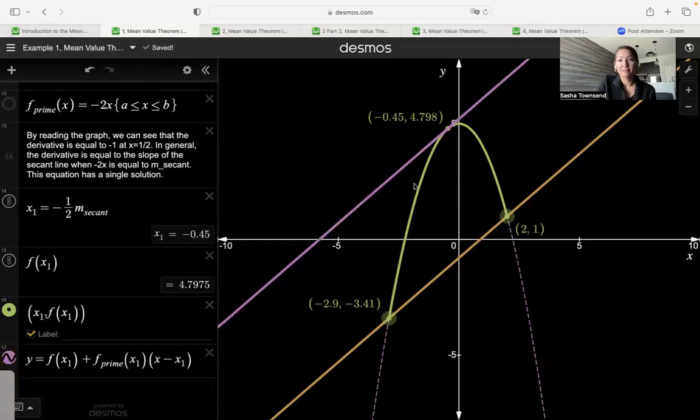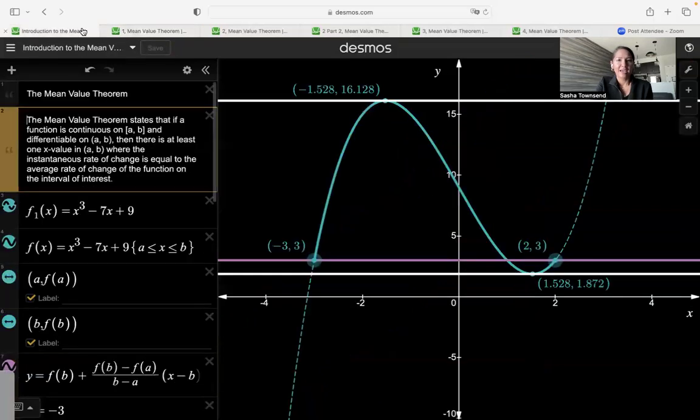Now, I claimed that it's not necessarily just one value. There might be more than one value. And we can see that from this example. I believe we looked at this example with Rolle's theorem yesterday.